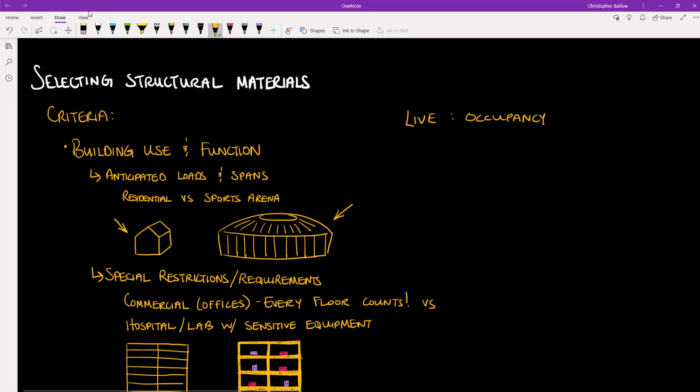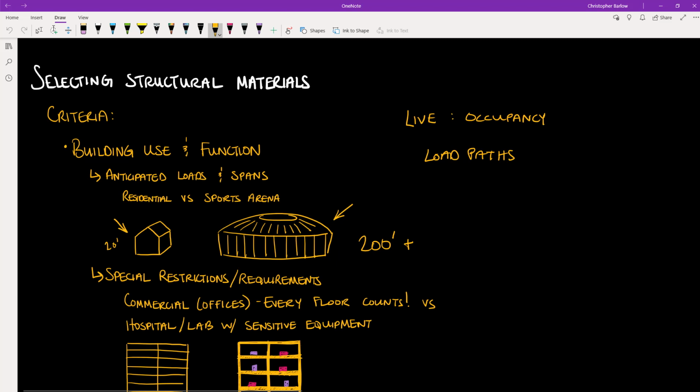Also, in later weeks of the course, we talked about load paths. And we talked about how more indirect load paths require more robust structural systems. So for example, a residential home may only have a 20-foot maximum span to create a 20 by 20 room, whereas a sports arena could have a clear span of 10 times that number or more. And so the material that we choose for the structural systems for these two buildings will of course be very different.